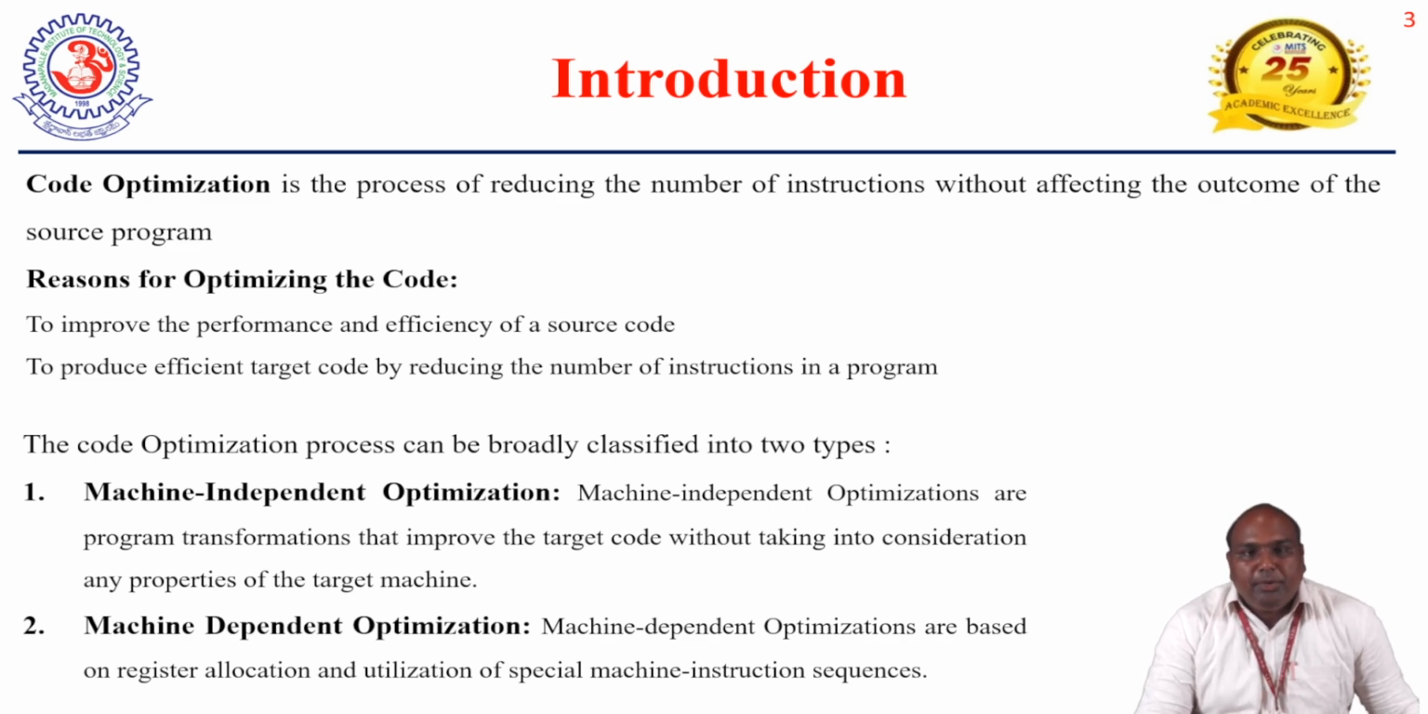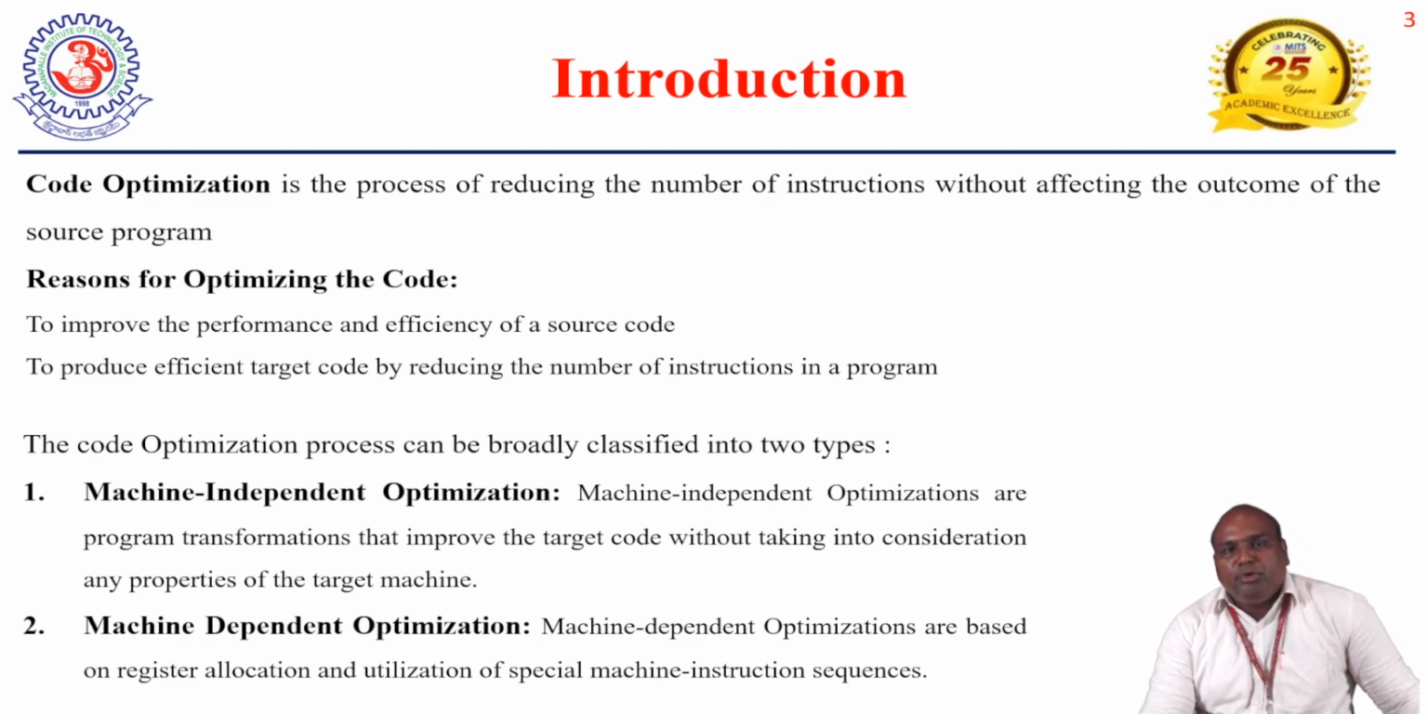What is machine dependent code optimization? Any optimization technique based on the machine, that means any particular system or computer, is called machine dependent code optimization. And what is the second type? Machine independent code optimization. In the sense, it is not related to the machine, it is related to the user. If any optimization technique can be done by the user, that comes under machine independent code optimization.